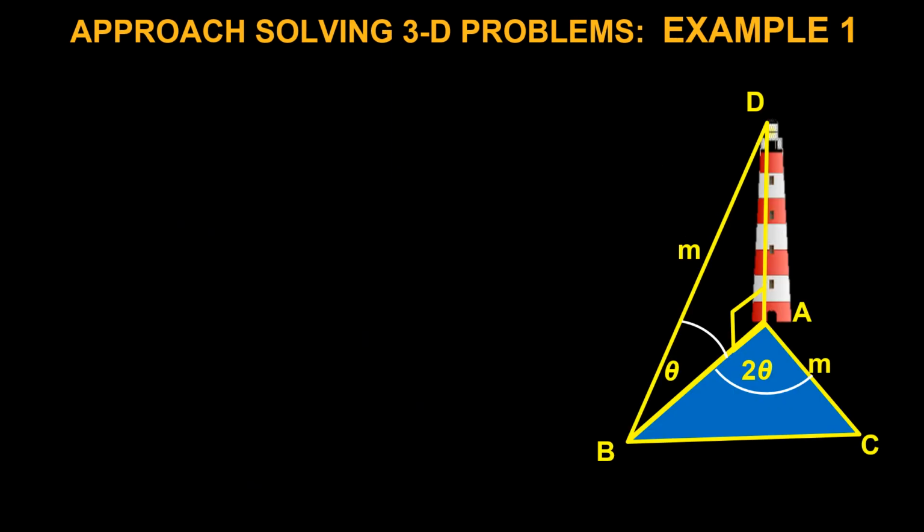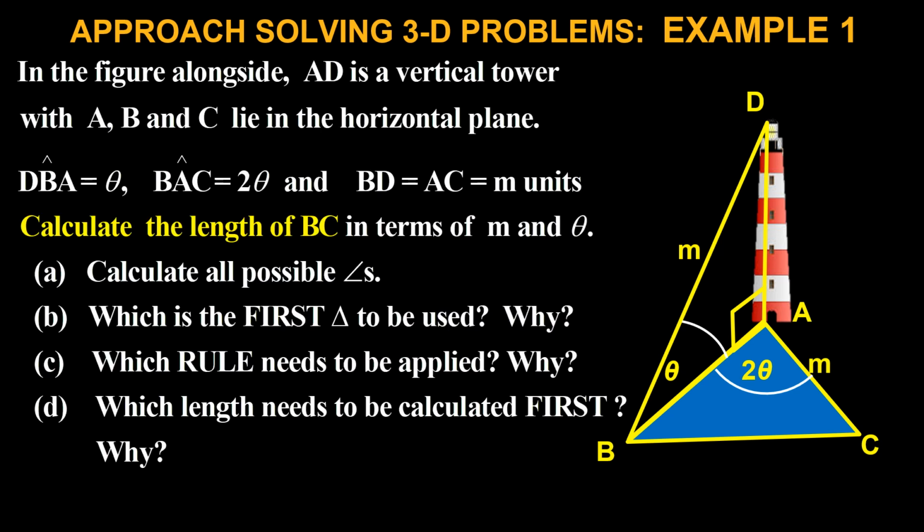Now let's look at an example just to illustrate the approach. We are not actually going to solve this question. We're just going to show you the approach. Here we have a situation. We've got a vertical lighthouse tower, and A, B, and C are in the horizontal plane. We've got DBE, that's theta, and BAC, that's 2 theta. And BD is equal to AC. They're both M. There's also another M here. So our objective here is to determine the length of BC. See, there's BC. We want to find the length of BC.